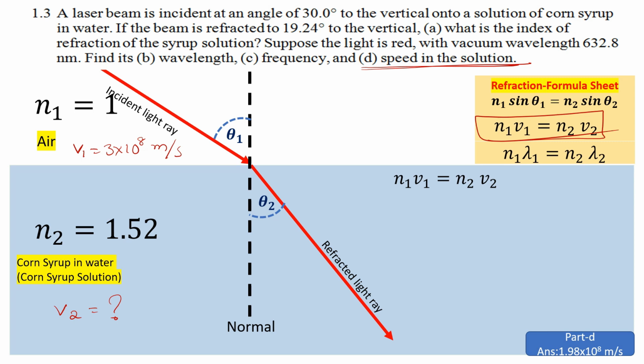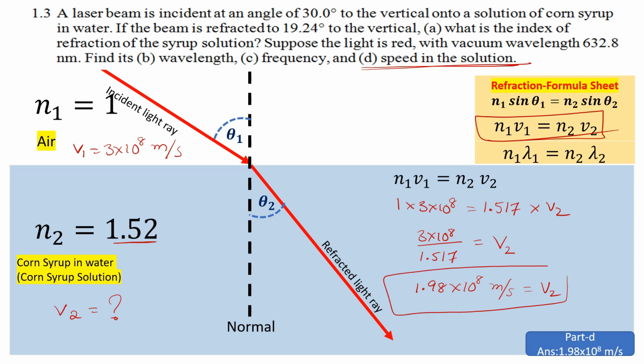Everything we have, just substitute: 1 into 3 into 10 to the power of 8 equal to N2. We got 1.517, I want to maintain the 1.517 instead of rounding off, into the V2. So 3 into 10 to the power of 8 divided by 1.517. So this is the value of V2, which equals 1.98 into 10 to the power of 8 meter per second. So this is the velocity of the laser light in the solution.